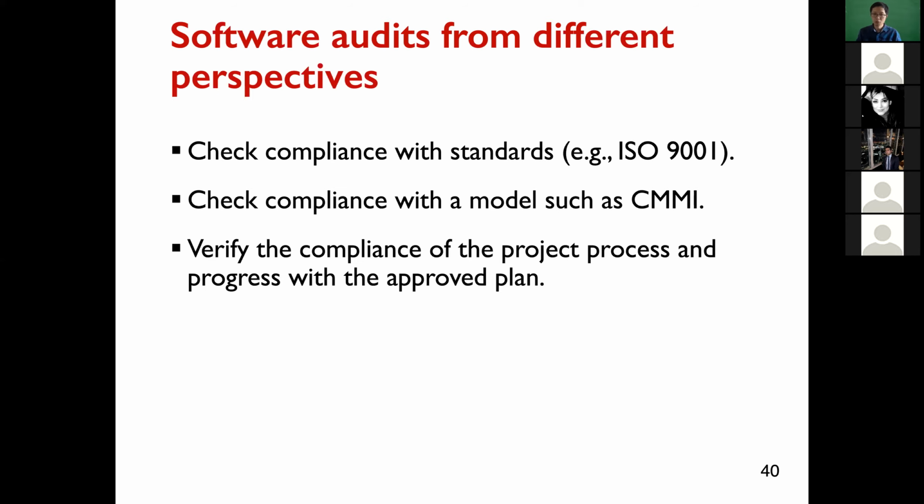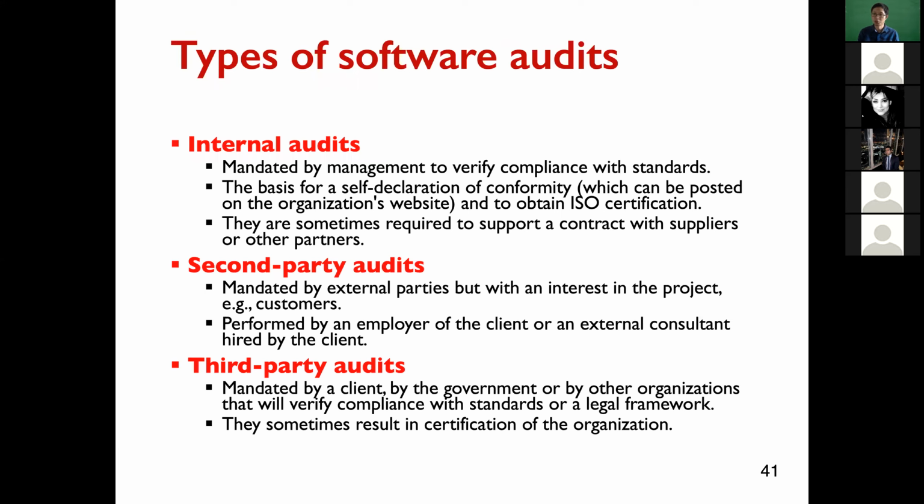There are usually three types of software audits. The first one is internal audits, which means the organization itself audits its developed software. It's usually like a self-declaration. For example, our organization wants to tell other people that our process and our software product meet some standards. So we need an internal audit before we can say that.